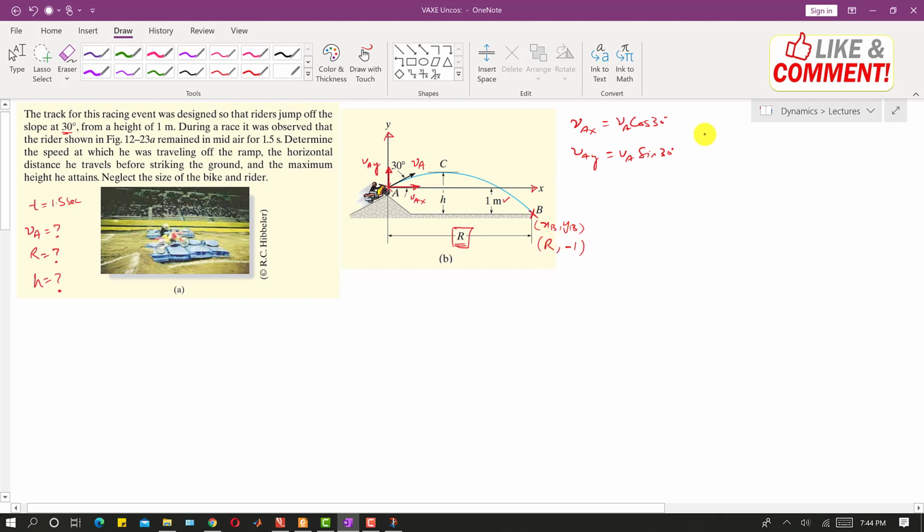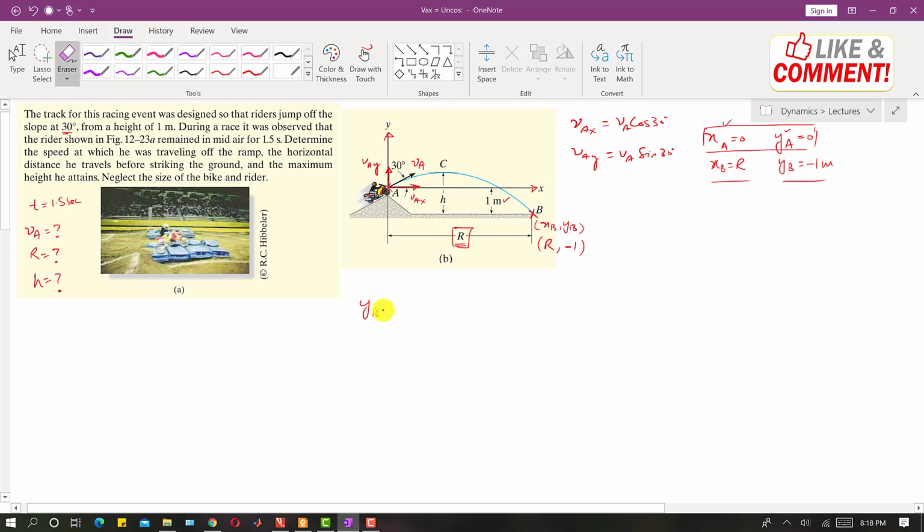So at this point the coordinates are XA equals 0, YA equals 0, and similarly XB equals R and YB equals -1 meters. So we are given these coordinates. The initial position is our origin, and these are the final position.